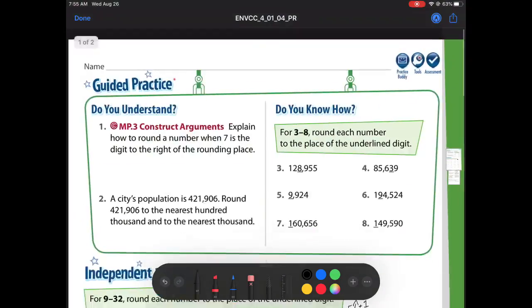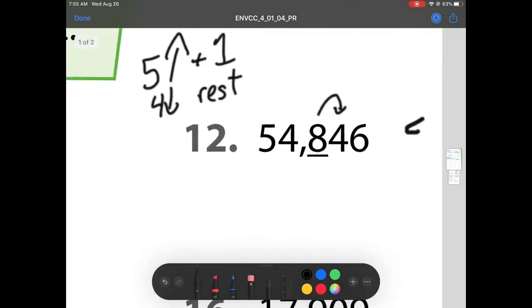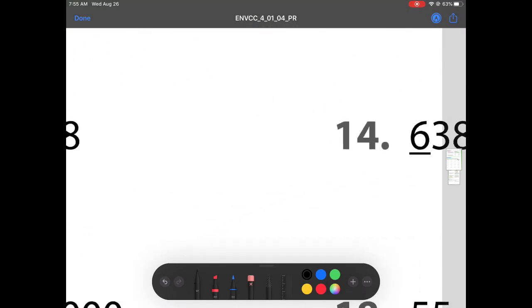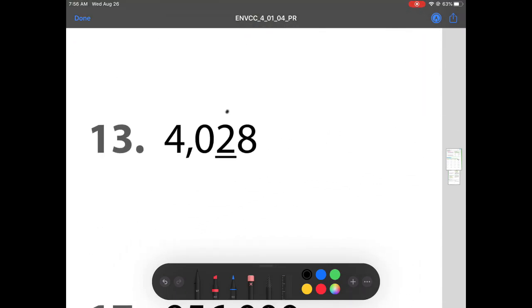Let me go back. So this 8 is going to stay the same. Everything to the right becomes zeros. Look to the right, put zeros in sight. Everything to the left is going to stay the same. So that number rounds to this. Our next one, number 13, go next door. It's 5 or more, so we add 1 more. Look to the right, put zeros in sight. Everything to the left stays the same.